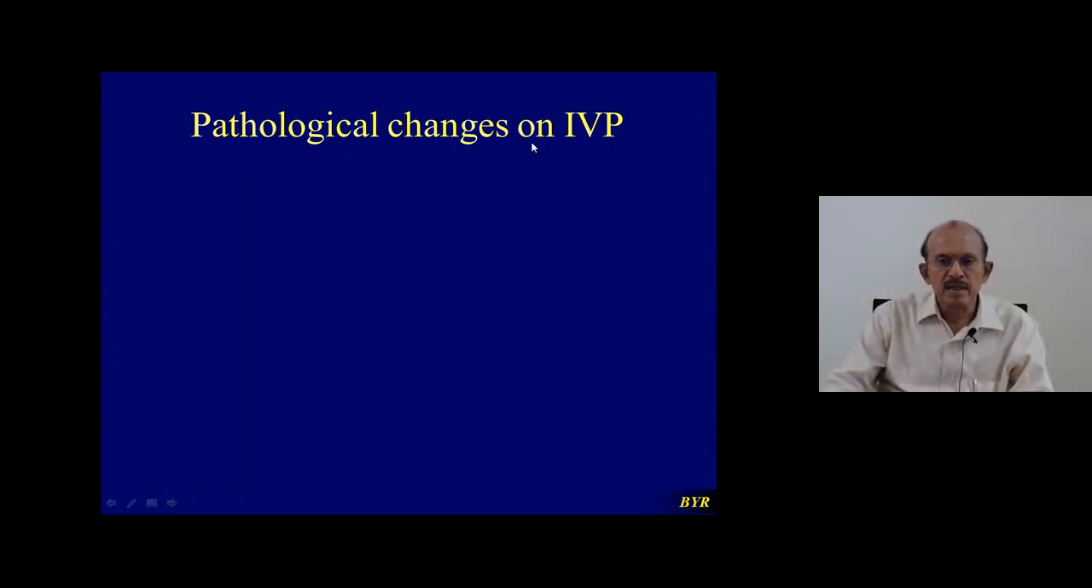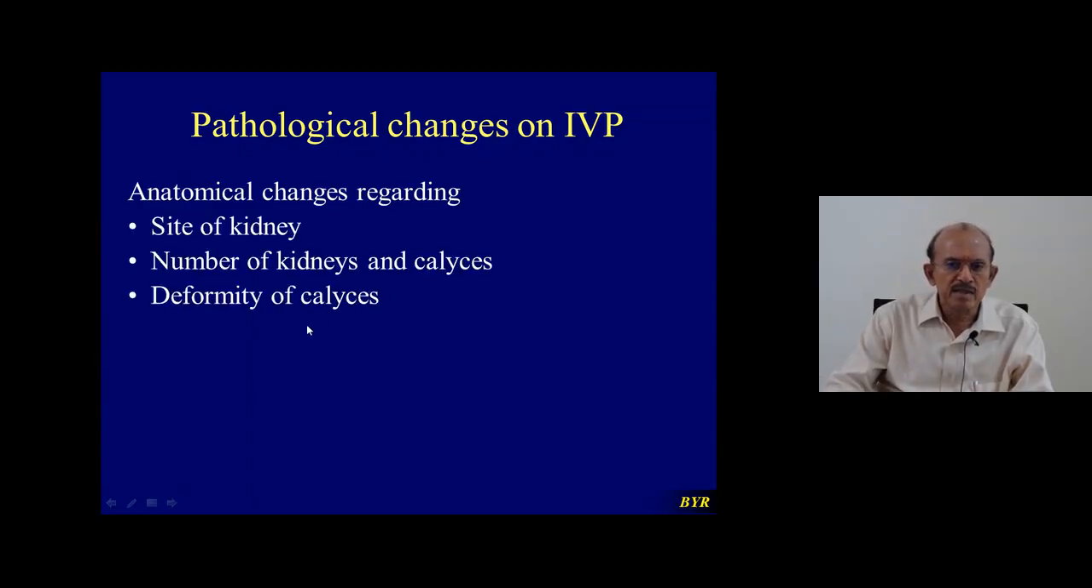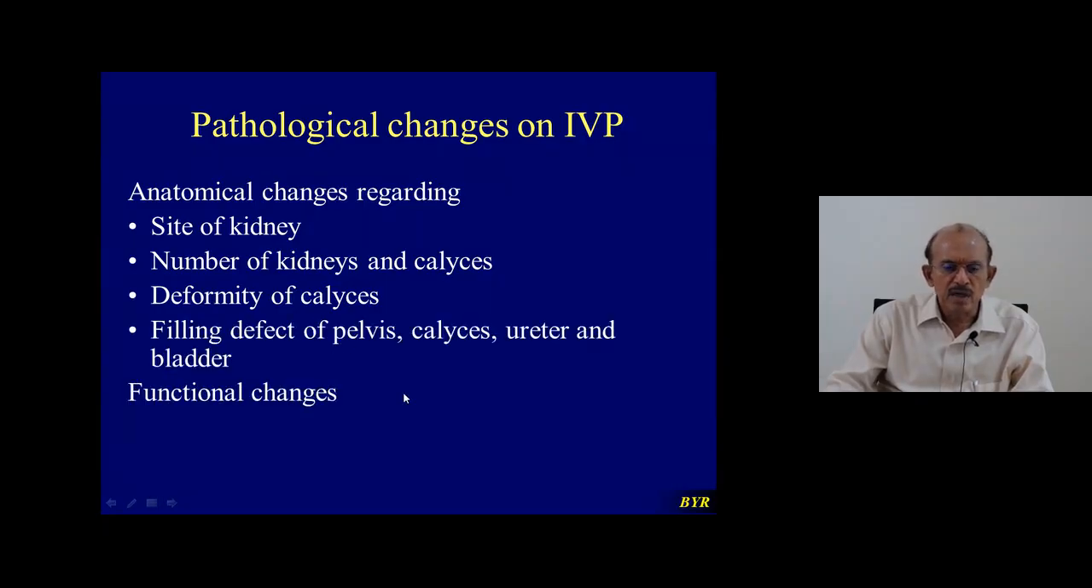Then pathological changes on IVP. So I have shown you the normal. Now I will show you the pathological changes. Anatomical changes regarding site of the kidney, number of kidneys, calyces, deformity of the calyces, filling defects, functional changes.